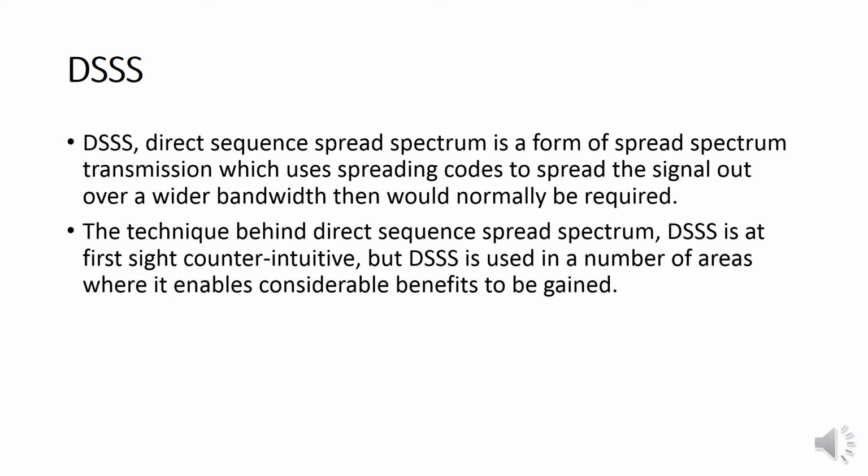The technique behind direct sequence spread spectrum, DSSS, is at first sight counterintuitive, but DSSS is used in a number of areas, which enables the benefit to be gained. The jamming signal mainly consists of fairly powerful broadband noise or a multitone waveform, directed at the receiver for the purpose of disrupting communication.